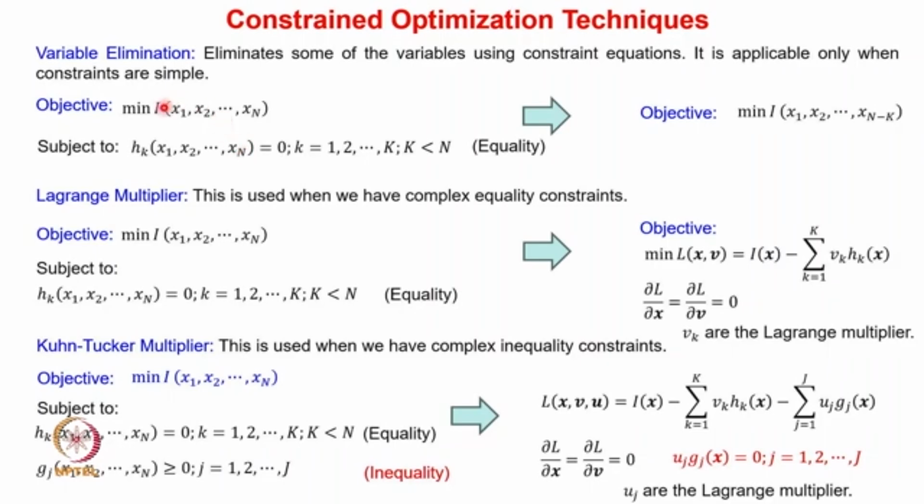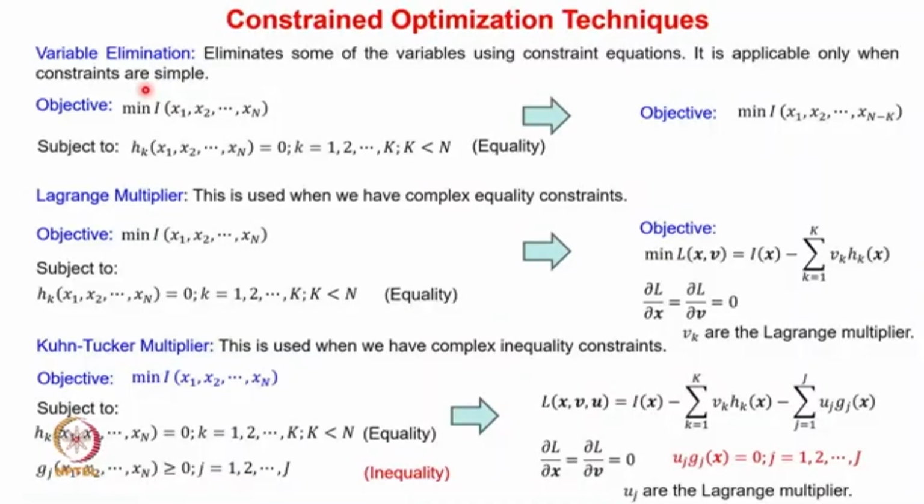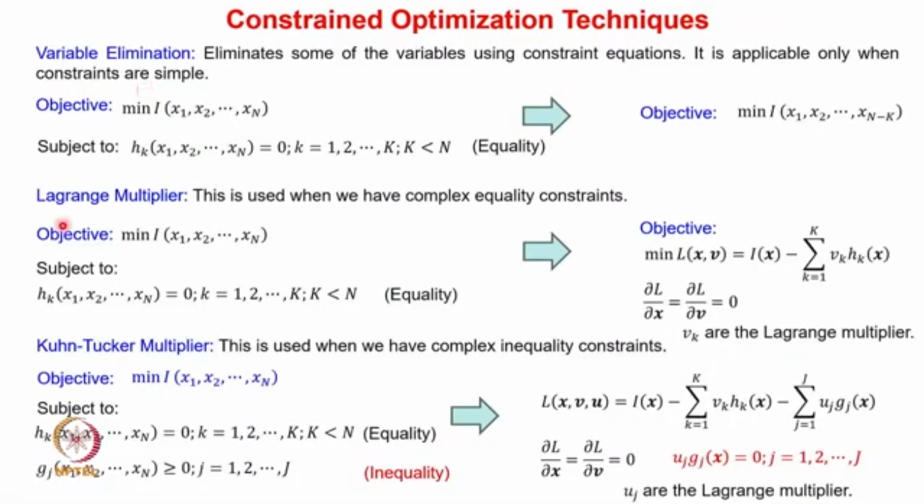So you can see that the constrained optimization problem is converted to an unconstrained optimization problem here in the variable elimination. But this is applicable whenever the constraints are simple. But let's say my constraints are equality, but they are complex and it is not easy to use them for replacing the variable. In such cases, we use Lagrange multiplier.